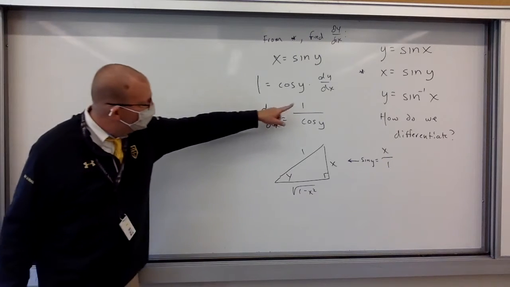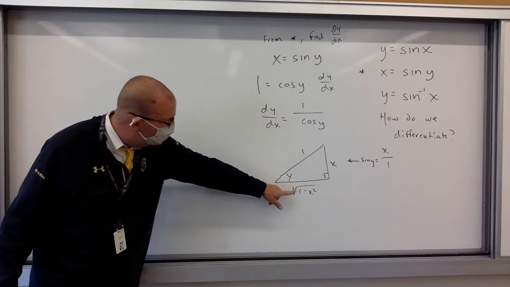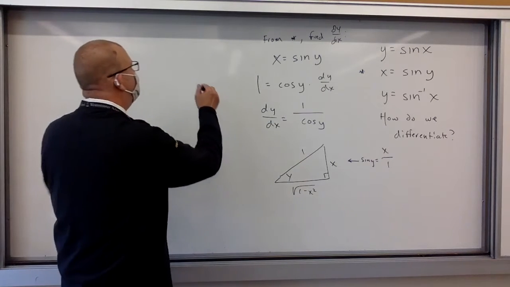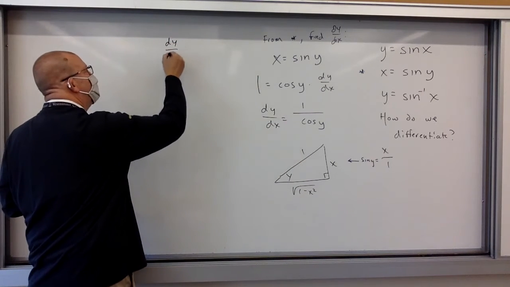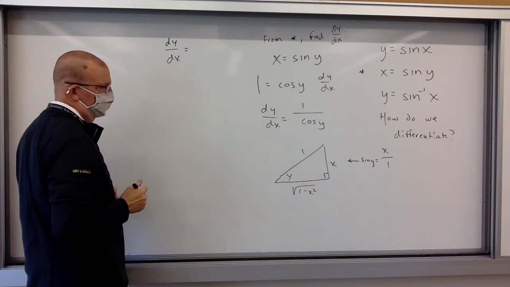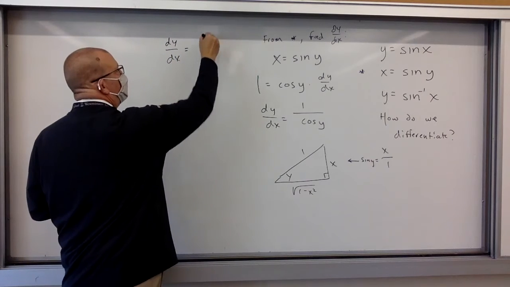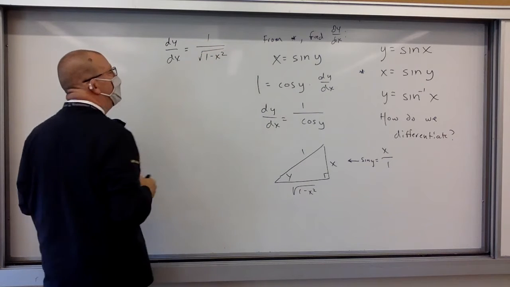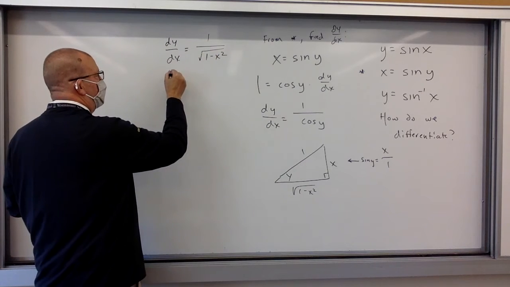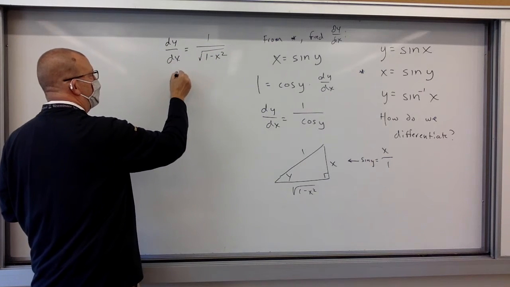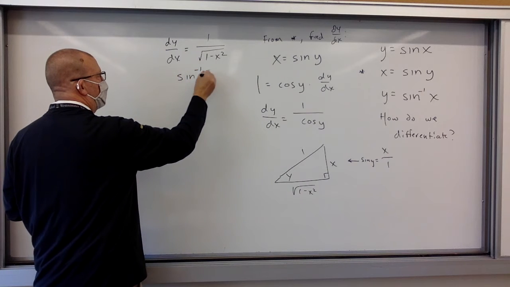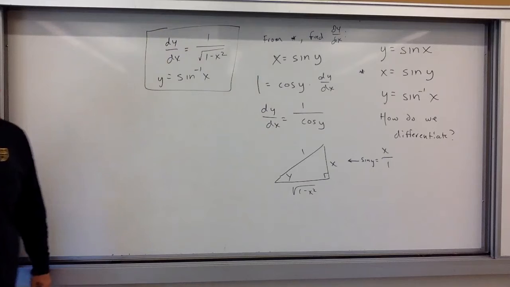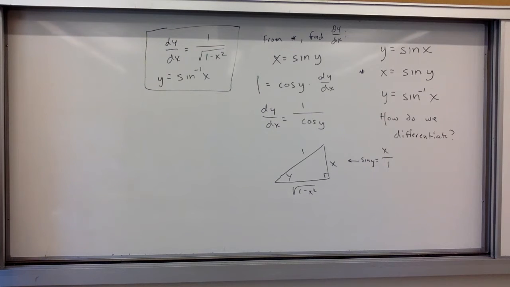So then dy/dx is 1 over cos y. What's the cos of y? Root 1 minus x squared over 1. I find this the most clever of all of our little proofs. That's the derivative of inverse sine of x. Box number 1.